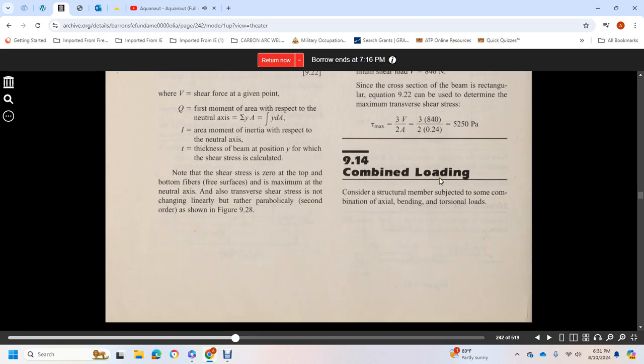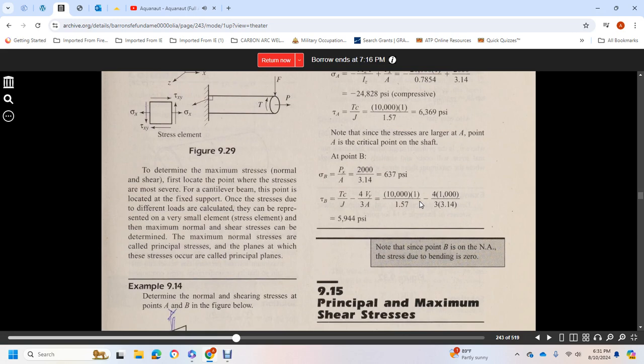9.14, combined loading. Many structural members are subject to some combination of axial, bending, and torsional loads. To determine the maximum normal and shear stress, first locate the point where the stress is most severe, which for a cantilever beam is located at the fixed support. Once the stresses due to the different loads are calculated, they can be represented on a very small element, and the stress element with the maximum normal and shear stress can be determined. The maximum normal stresses are called principal stresses, and the planes over which these stresses occur are called principal planes.